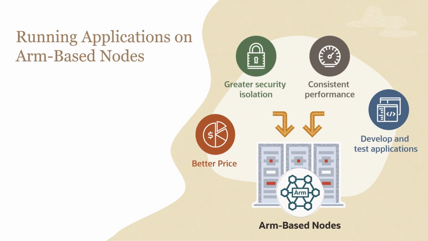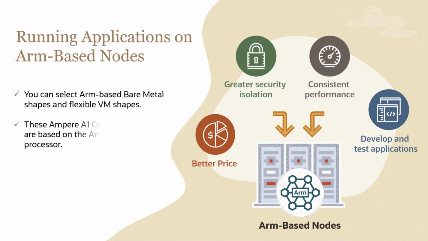Selecting the right infrastructure is crucial for optimal performance, and when it comes to running applications on ARM-based nodes, you have a range of options at your fingertips. First up, consider the choice between ARM-based bare metal shapes and flexible VM shapes. Each comes with its own unique advantages. Now let's talk about the heart of it all, the Ampere A1 compute instances. These instances are driven by the cutting-edge Ampere Altra processor, ensuring high performance and efficiency for your workloads.